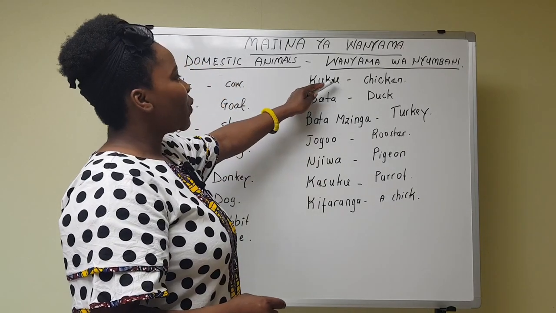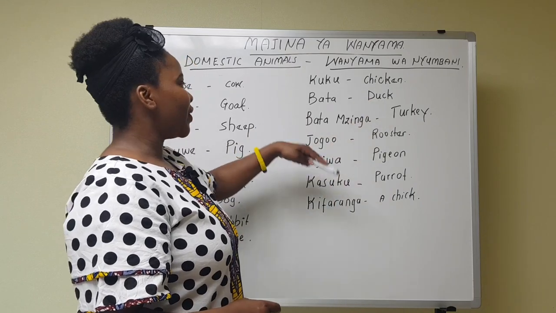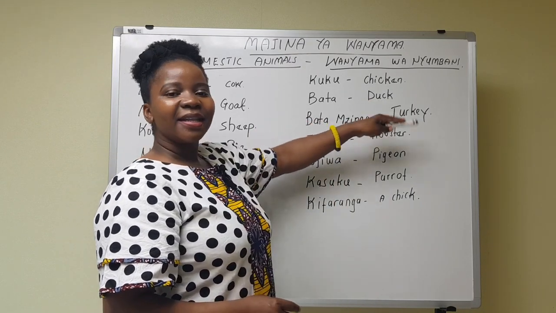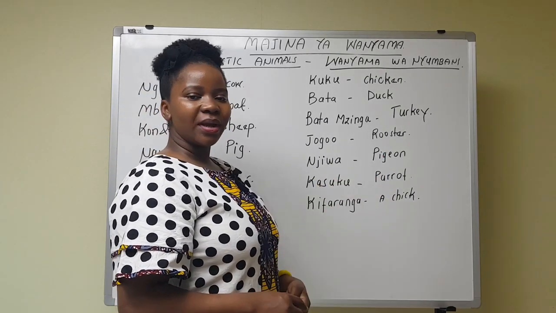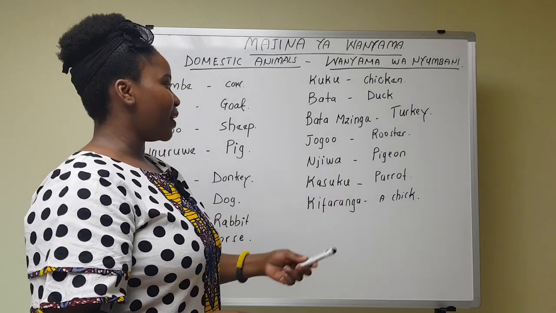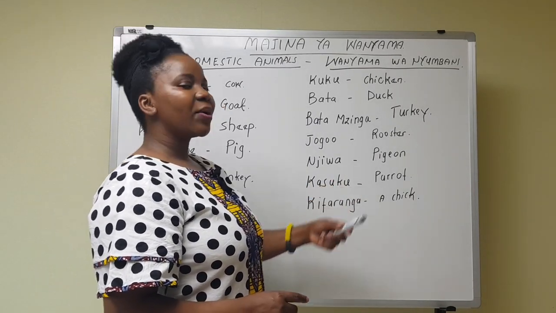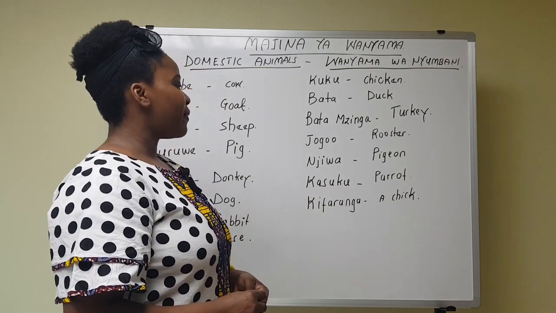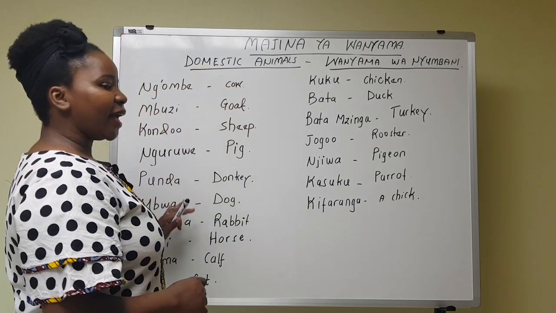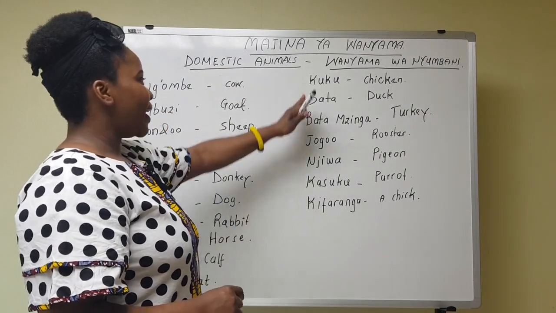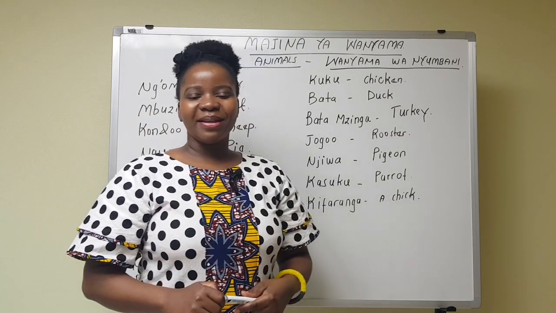So, kuku is chicken. Bata, this is duck in English. Batamzinga, this is turkey in English. Jogoo, this is rooster. Njiwa, this is pigeon. Kasuku, this is parrot. Kifaranga, this is a chick. So these are the names of domestic animals, and these are the names of domestic birds.